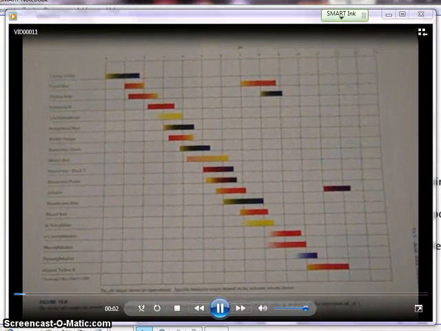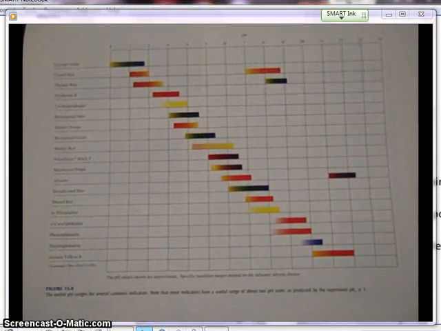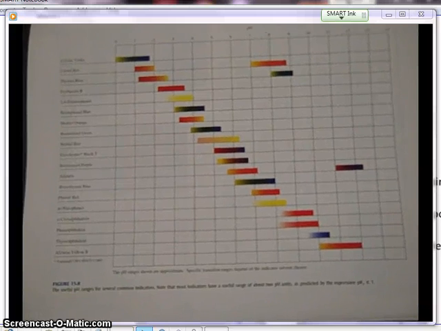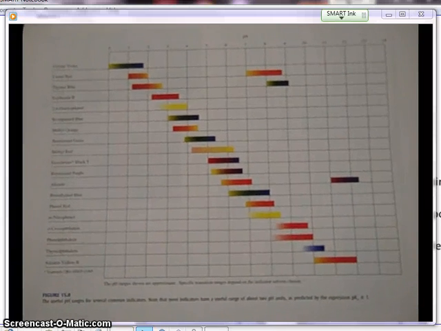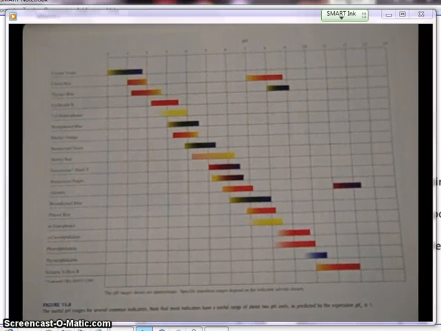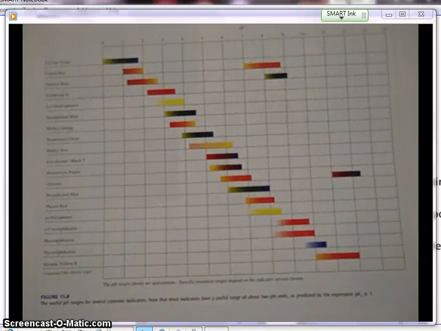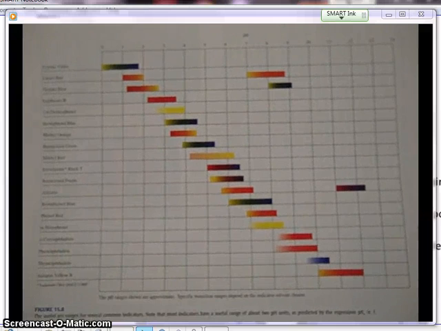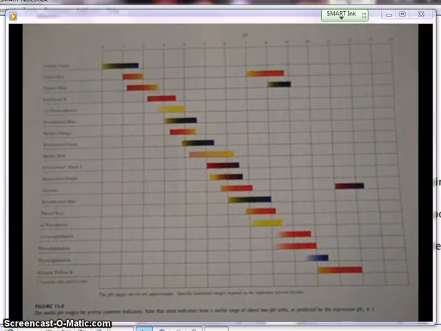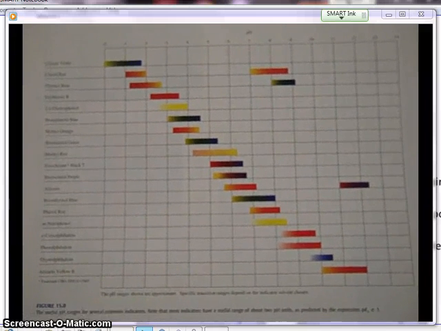So section 15.5 is all about indicators, and indicators are a chemical that is used to detect the presence of acids and bases, and we can use these to determine pH. On page 715 is a list of a whole bunch of different indicators and their transition intervals. A transition interval is the pH at which they turn color.